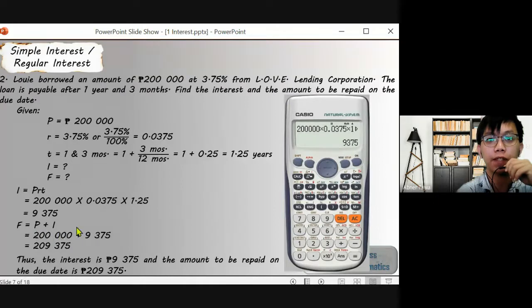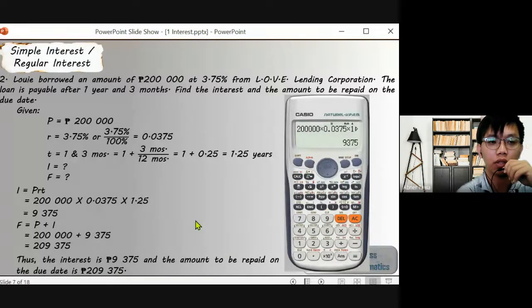That is 200,000 plus the additional payment or the interest, which is 9,375, with a total of 209,375. And of course, always remember that for a certain problem solving, you always have your conclusion. So our conclusion will be, thus the interest will be 9,375 pesos, and the amount to be repaid at the due date is 209,375 pesos.